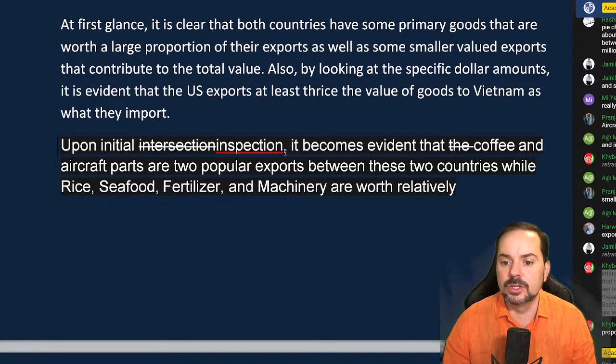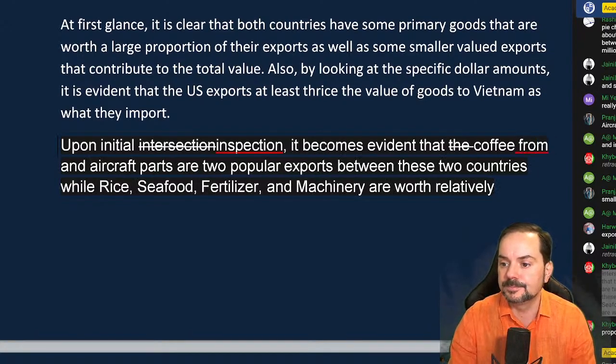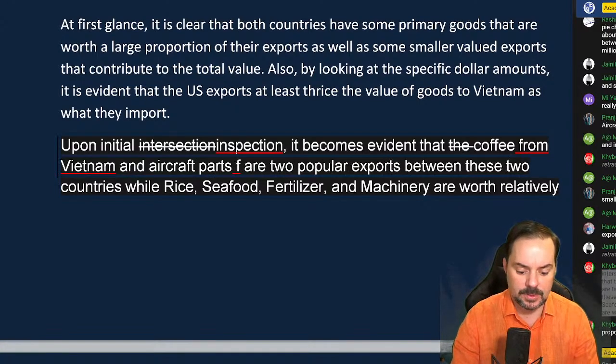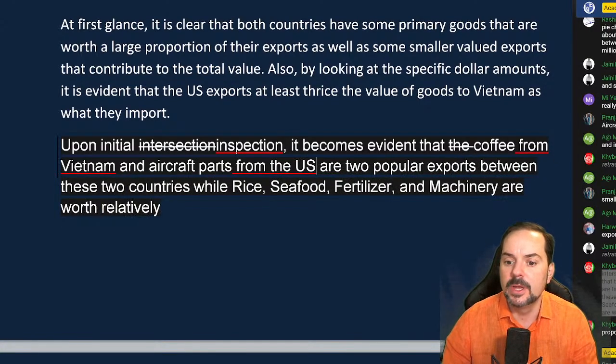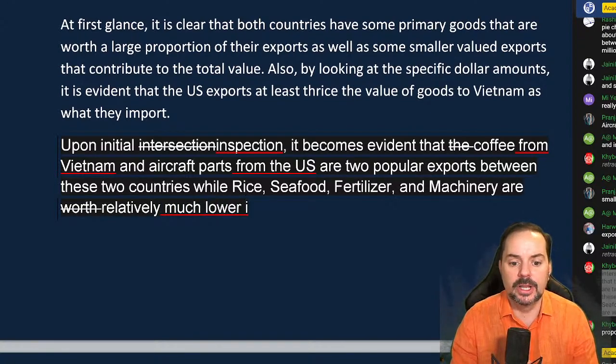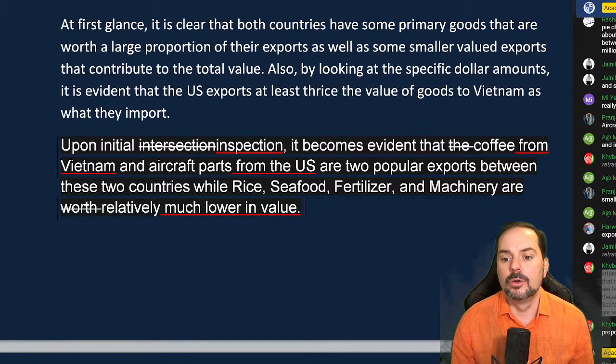So upon initial inspection, it becomes evident that coffee from Vietnam and aircraft parts from the US are 2 popular exports between these 2 countries, while rice, seafood, fertilizer, and machinery are relatively much lower in value. Okay, so that would be the correct way to state that, Kyber.